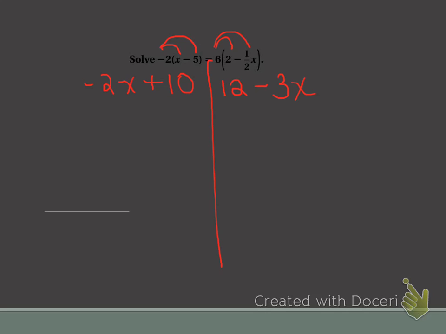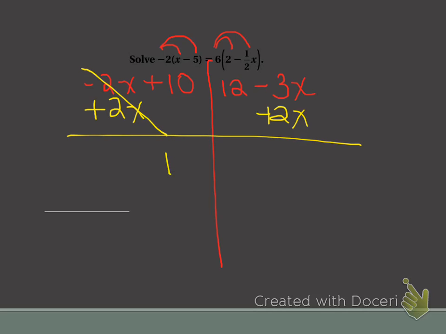We're going to move the x over, so let me add 2x. It doesn't matter whether I add 2x or move the 3x over. You'll end up with the same answer. So those cancel out, and I get 10 is equal to 12 minus x.